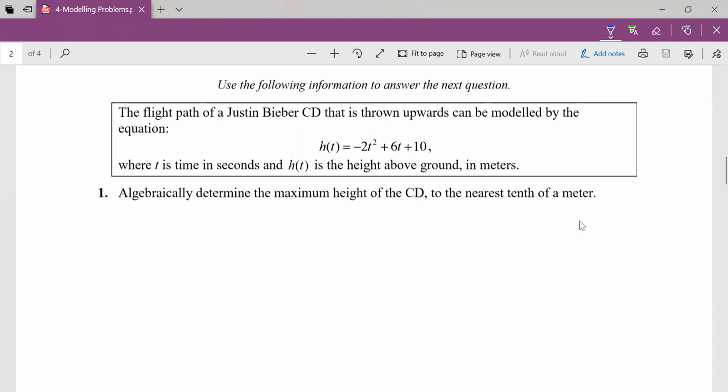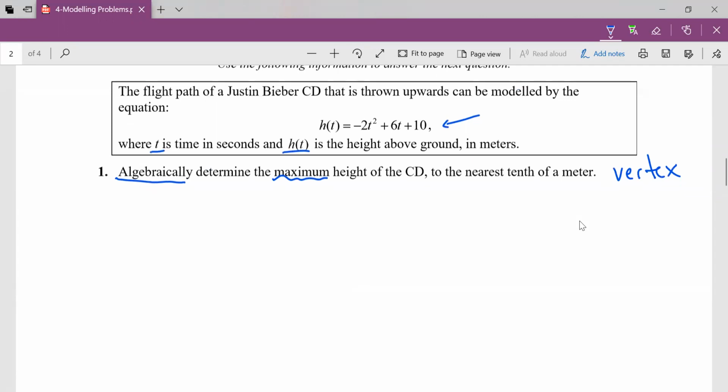Okay, let's start with a not so bad one first. The flight of a Beebs CD that is thrown upwards can be modeled by this equation, where t is time in seconds and h at t is the height above ground in meters. Algebraically determine the maximum height of the CD. Well, if we want the maximum height, what that really means is I need the vertex. That's what that means. So let's do that.